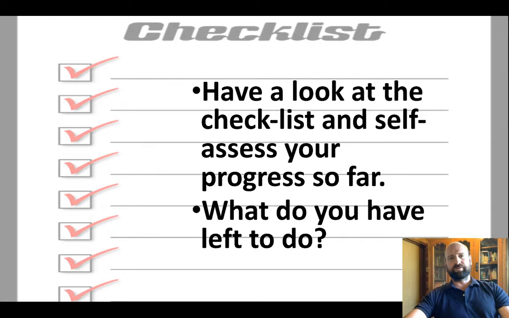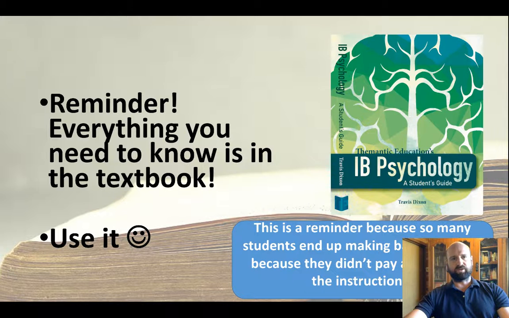What I'll do here, just for a review, is provide students with a look at the checklist, and then they can self-assess how they're doing so far. They can figure out, okay, this is what I've done, this is what I've got left to do. And the checklist might just give them an idea of what they have to include in their IA. It's just a quick review.